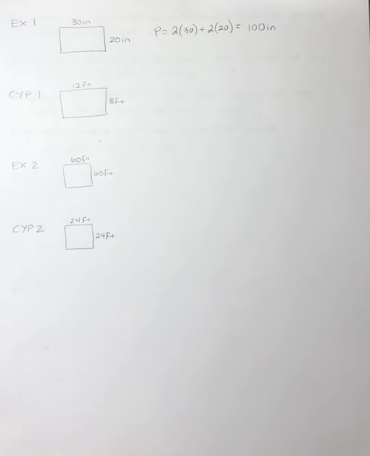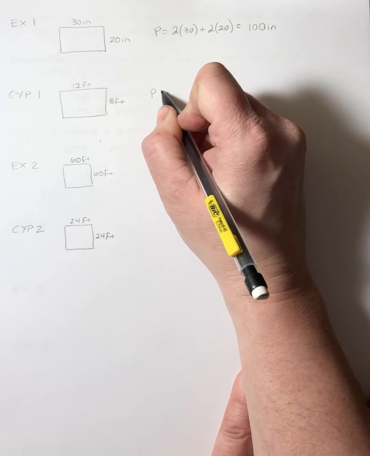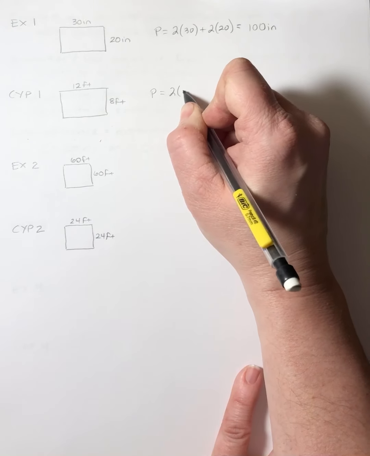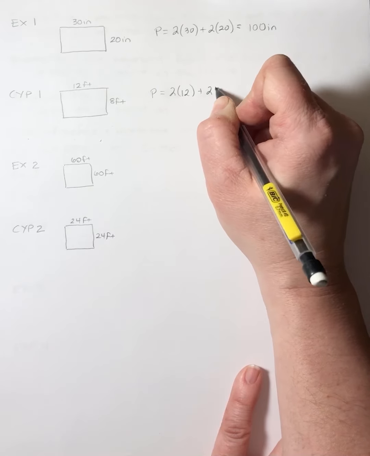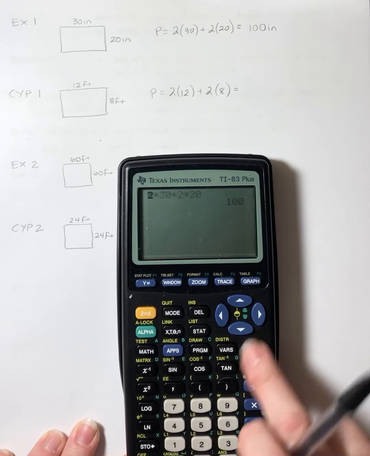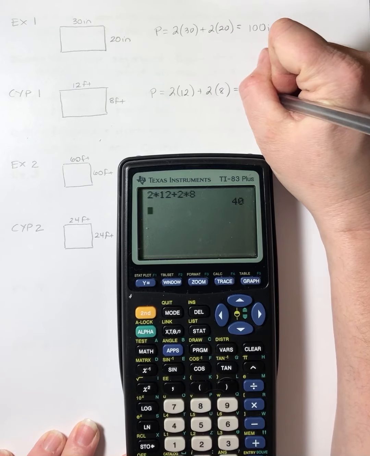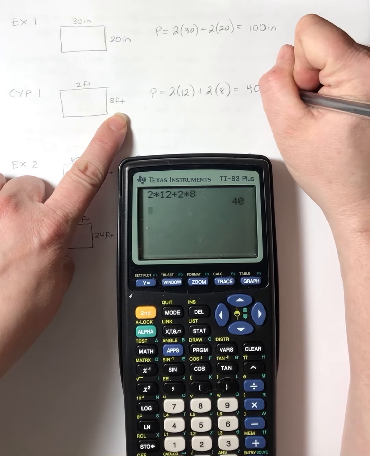Check your progress 1 is on page 380. Find the length of a decorative molding needed to edge the top of the walls in a rectangular room that is 12 feet long and 8 feet wide. So 12 feet long and 8 feet wide. Again, we're just looking for the perimeter. So I take 2 of my lengths plus 2 of my widths. So I do 2 times 12 plus 2 times 8, and I get 40 feet.